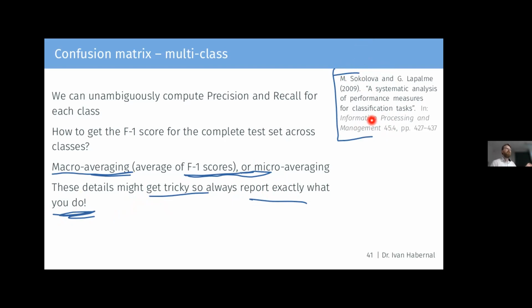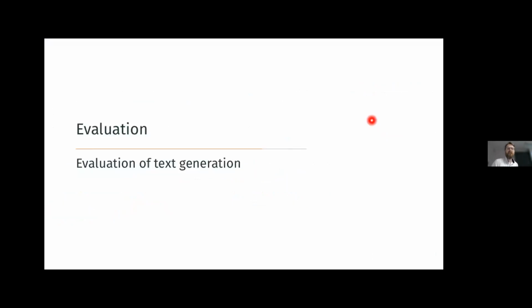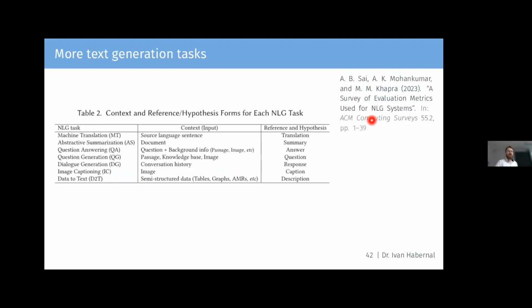If you've seen this before in machine learning, it's nothing new, the same stuff over and over. Evaluating text generation. We're running out of time, but 7 minutes and we're good. We're almost there. So evaluation of text generation is hard.